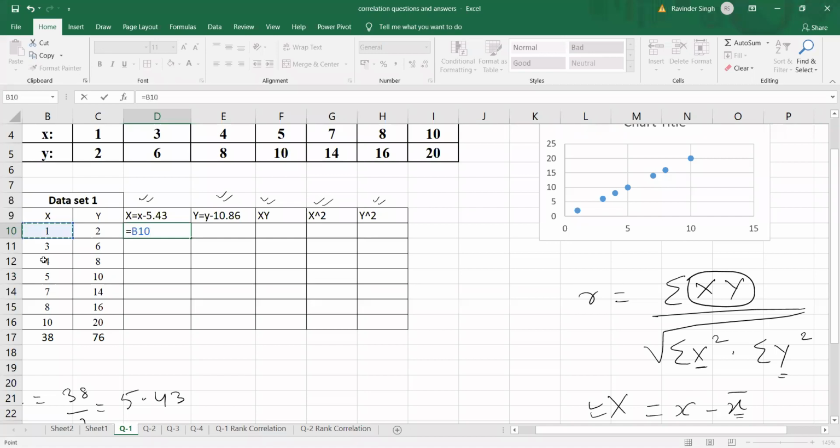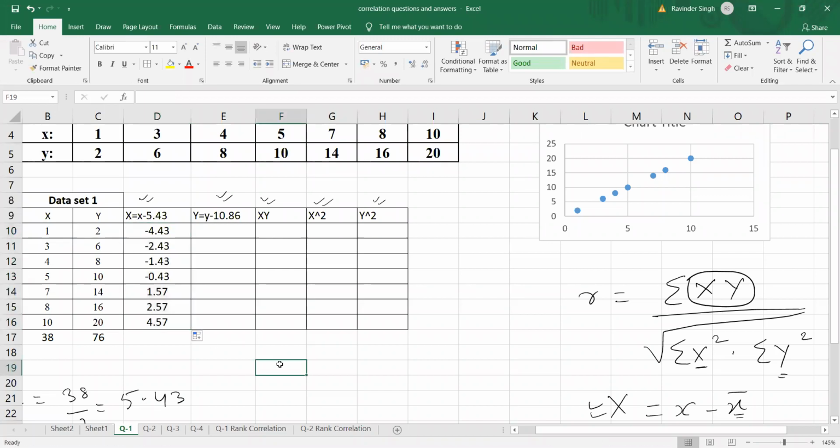So this is the X value minus what is the value we have? 5.43, and enter. You can see that now I have got the value. Now I just have to drag this down. All the values have been automatically calculated. You can see here, next is 4 minus 5.43. Like that, all the values have been automatically calculated.